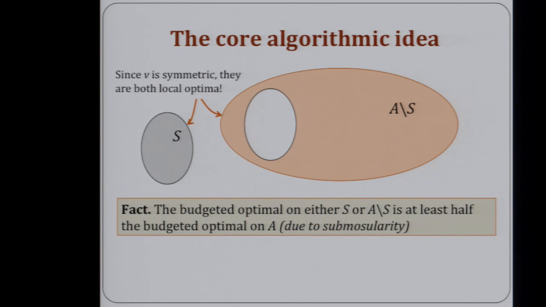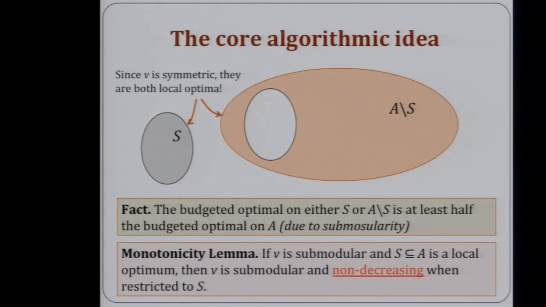First of all, we can prove the following simple fact, that the budgeted optimal solution on either this or the other local optimum is at least half the budgeted optimal on the whole set of items. That's a simple fact based on the submodularity of the evaluation function. But the more interesting thing is this monotonicity lemma. If V is submodular and S is a local optimum, then the restriction of V on the local optimum is non-decreasing. So V becomes monotone within S and within A delete S.